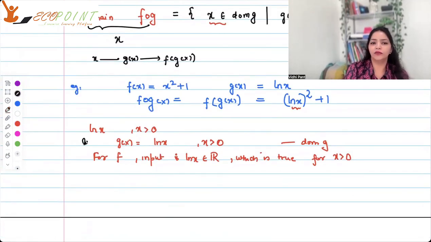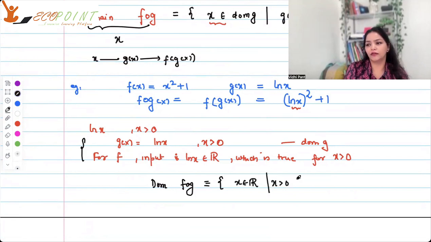Now combining the two, if somebody is asking you what is the domain of f of g, the answer is it has to be all the x's in R such that x is greater than 0. You can also say it is open interval 0 to infinity, or it is R plus plus, anything. You can write down anything. All right. So this is how you have taken care of the domain.